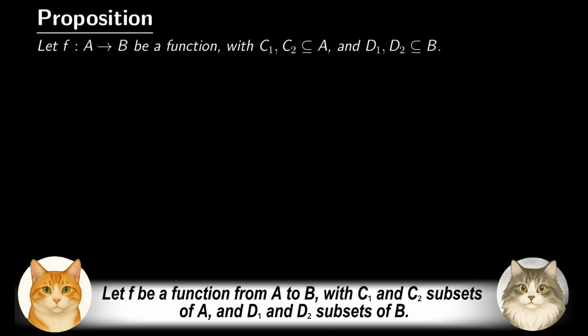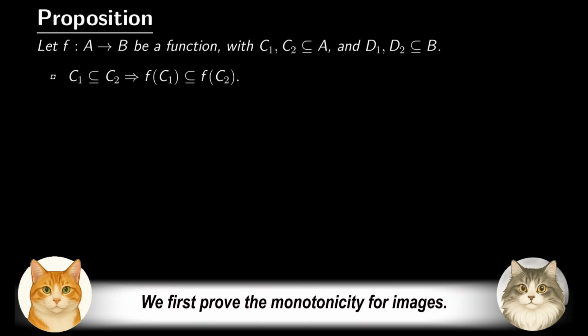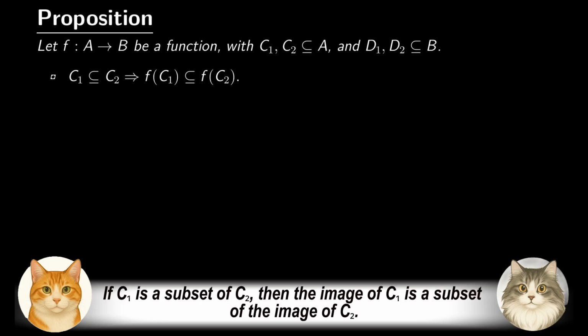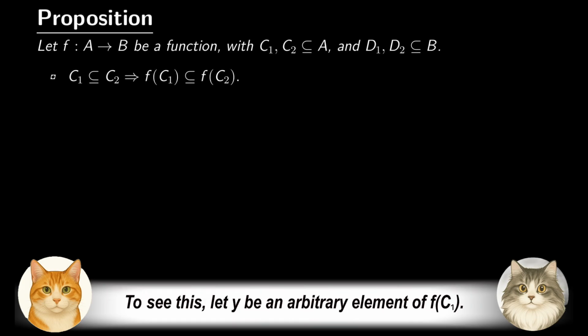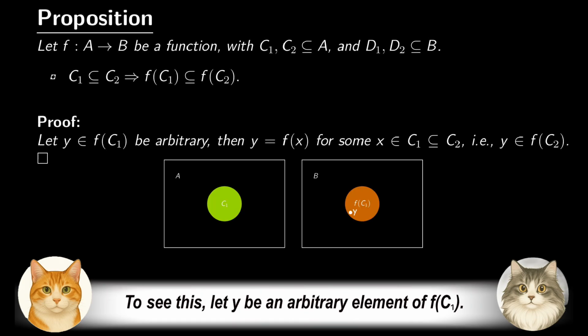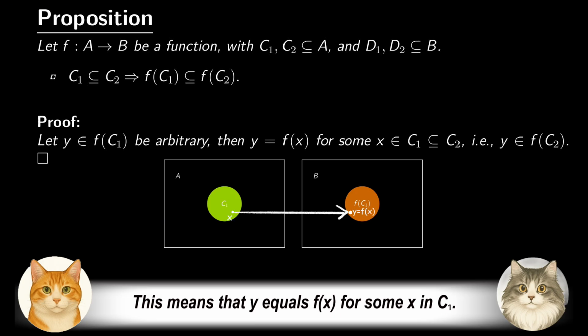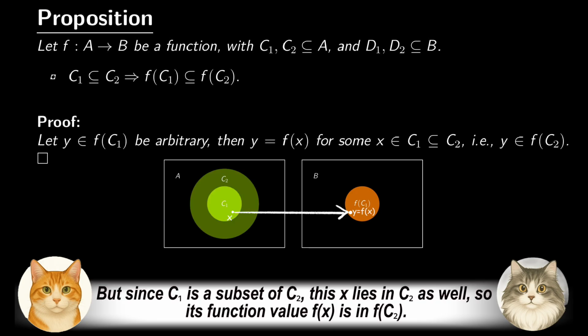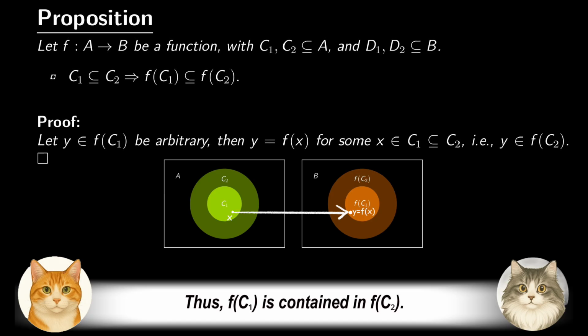Let f be a function from A to B, with C1 and C2 subsets of A and D1 and D2 subsets of B. We first prove the monotonicity for images. If C1 is a subset of C2, then the image of C1 is a subset of the image of C2. To see this, let y be an arbitrary element of f(C1). This means that y equals f(x) for some x in C1. But since C1 is a subset of C2, this x lies in C2 as well, so its function value f(x) is in f(C2). Thus, f(C1) is contained in f(C2).